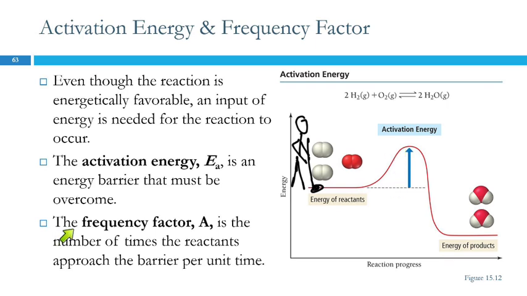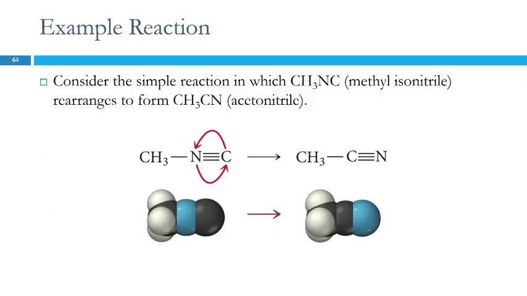The frequency factor, A, is the frequency. So how many times the reactants try per unit time. So that would be equivalent to how many times per second or per minute you hit the golf ball. How many times do these reactants try to get over the barrier? That's the frequency factor.